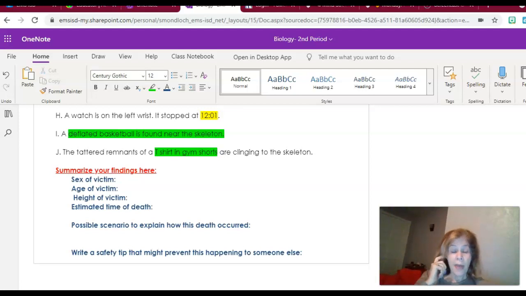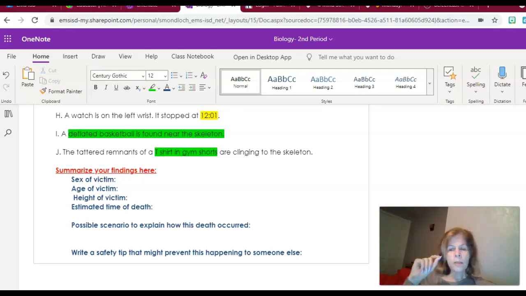Height of victim, that you can calculate from the length of the femur, just like you did for yourself, and estimated time of death. Now, you want to be careful here. Every mystery will have a watch clue in it. And you need to think this is an abandoned area for like 10 years. So this victim has been laying here for quite a while.